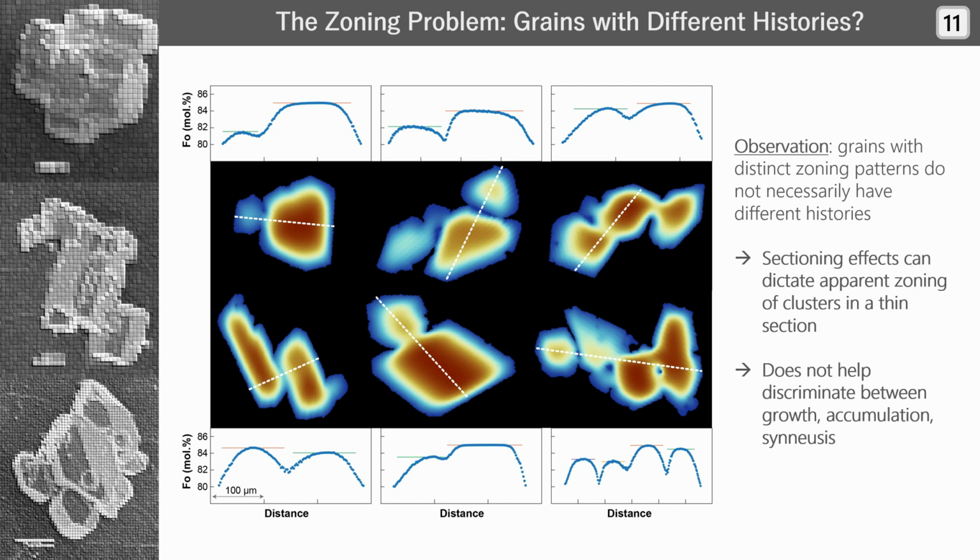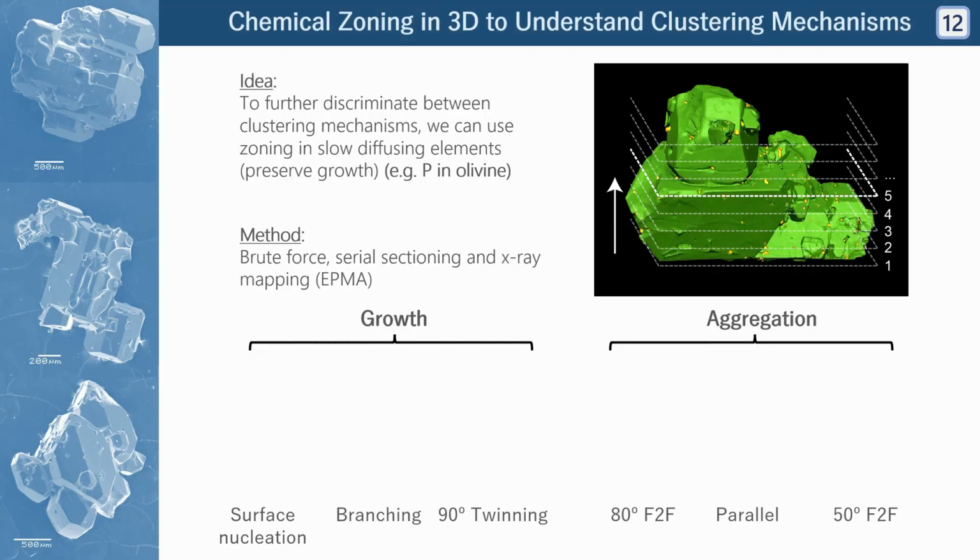So I would argue that 2D zoning in thin section does not provide a means to carefully discriminate between growth, aggregation, or synneusis. So what can we do to actually solve the question of cluster origins, particularly when we have clusters with preferred grain orientations? In our mind, the only way to do this is to gain a three-dimensional view of natural zoning. We need to determine how zoning varies between and at the contact between grains using elements that best record initial crystal growth. And for olivine, that would be phosphorus.